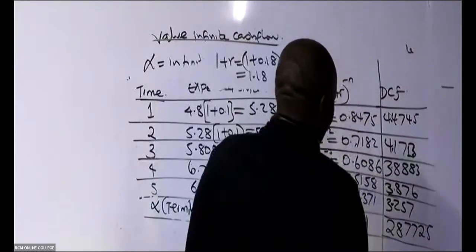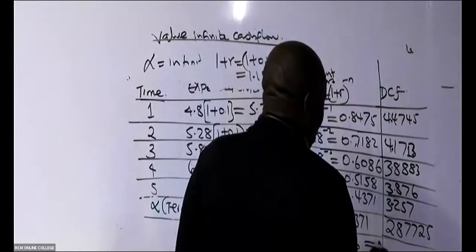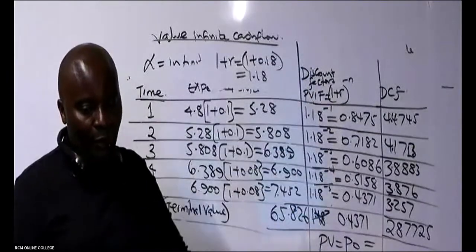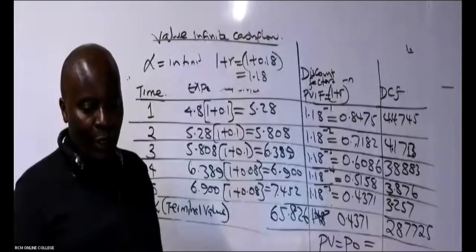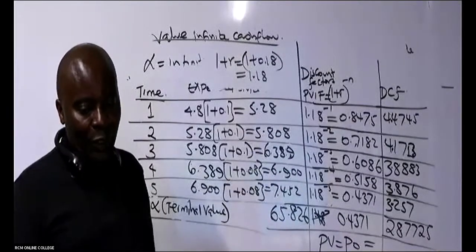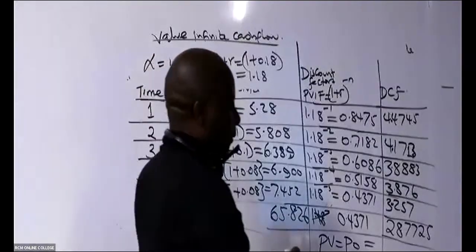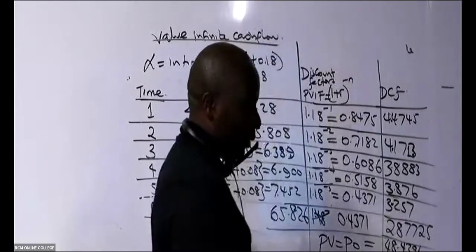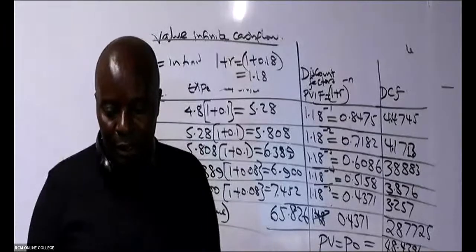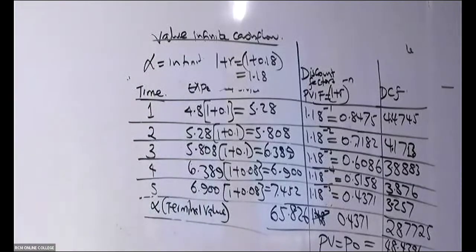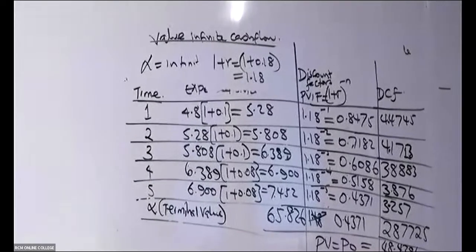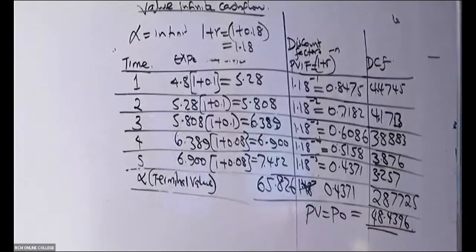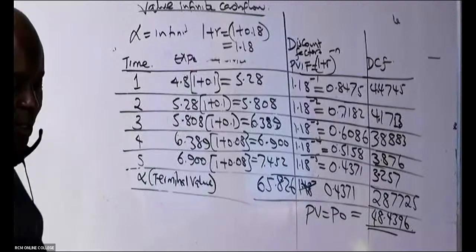Then come and give me the present value, which will be the same as my PO. You add everything now. So according to Pius, we have 48.4396. So are we together there, ladies and gentlemen?